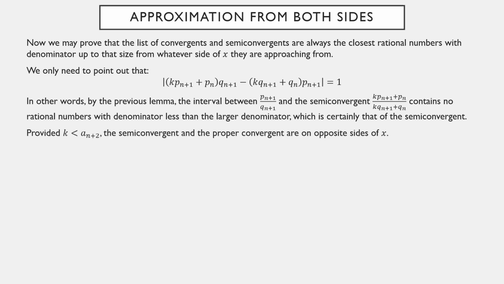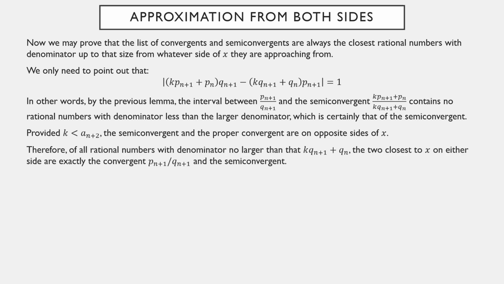So provided that k was not quite up to the next partial quotient, the semi-convergent that you're looking at here and the proper convergent, p_{n+1} over q_{n+1}, are on opposite sides of x. Therefore, any rational number whose denominator is not bigger than the denominator of that semi-convergent, k q_{n+1} + q_n, has to be outside the interval between the two. So you cannot have rational numbers with smaller denominator inside that interval. That's exactly what our previous lemma tells us.